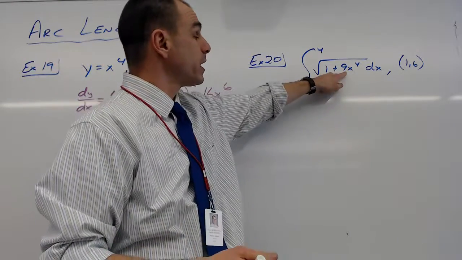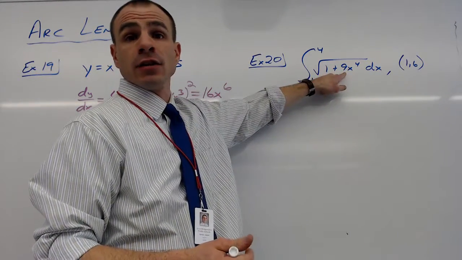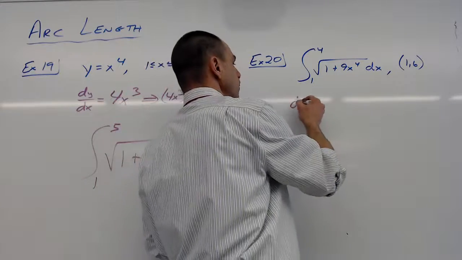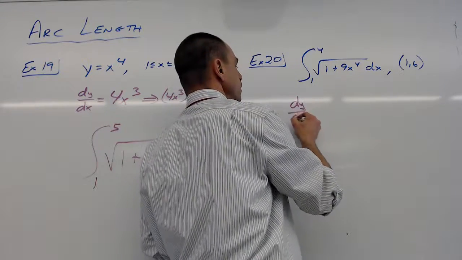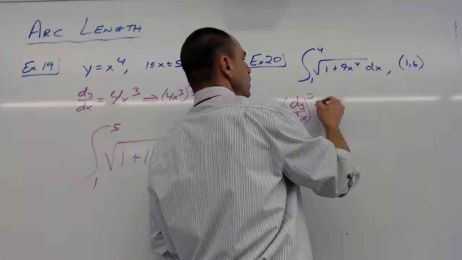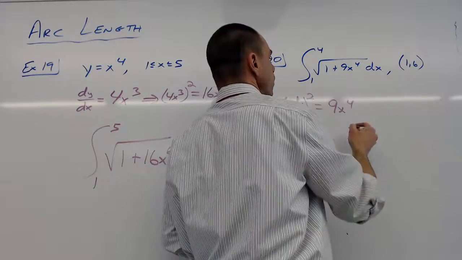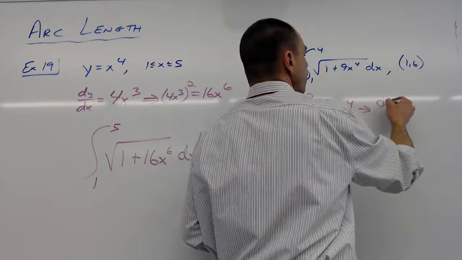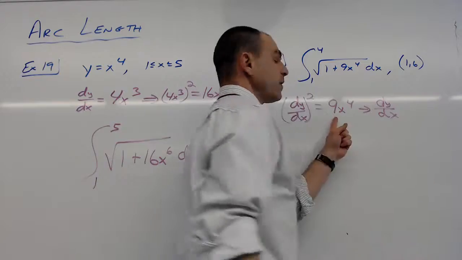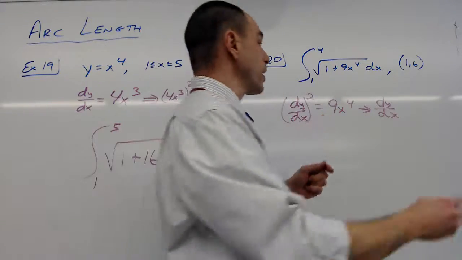We know that dy dx squared is 9x to the fourth. All right, so we can make that statement right there: dy dx squared is equal to 9x to the fourth. And that leads us to the fact that dy dx will be the square root of this, which will be 3x squared.